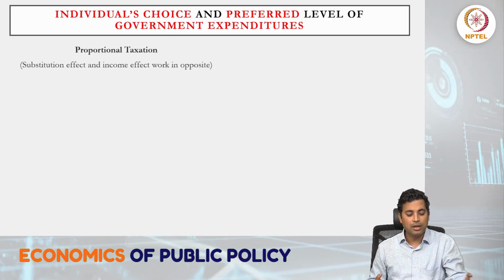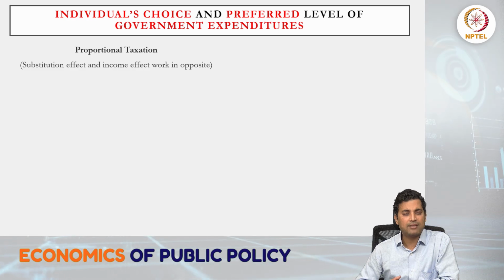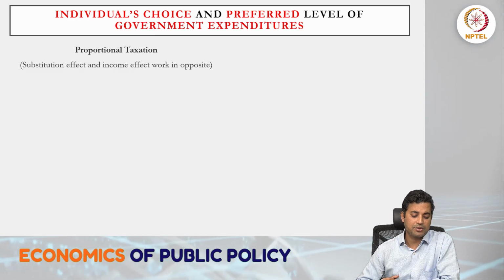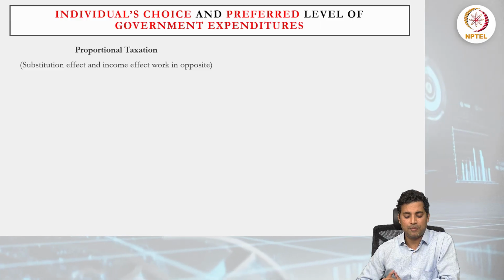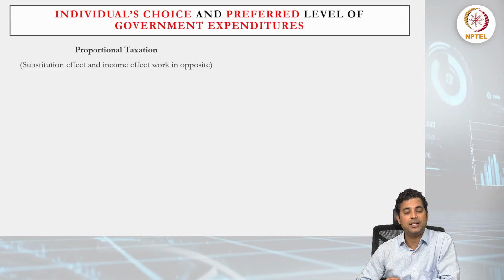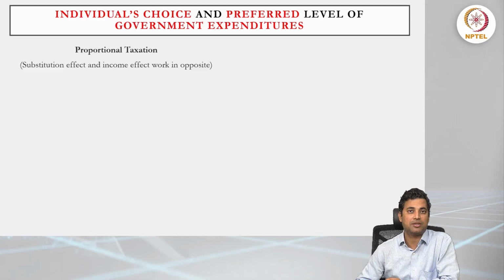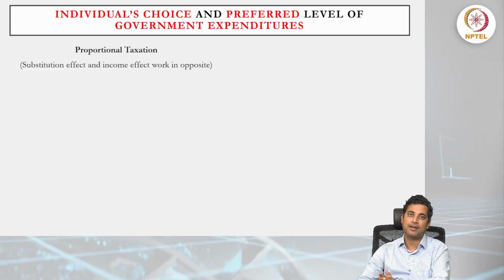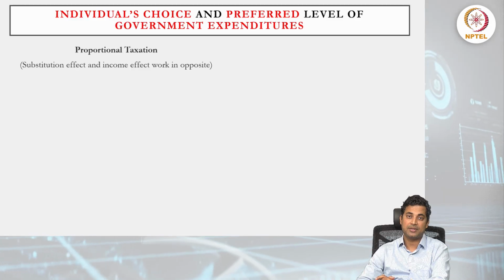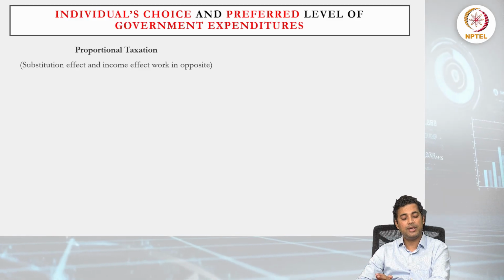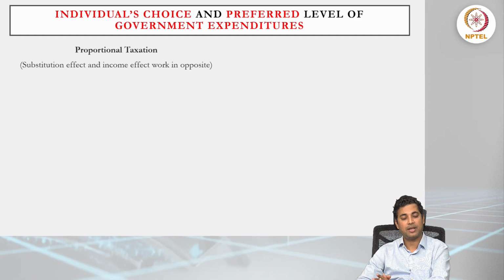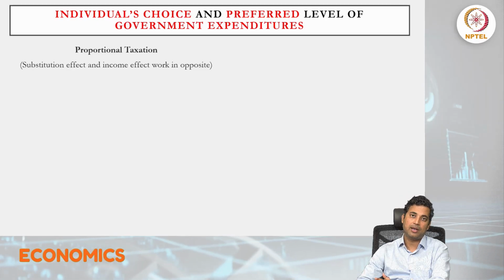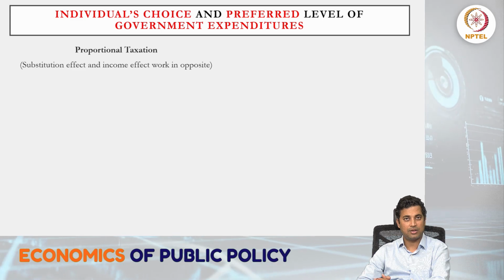So in this particular proportional taxation, there are 2 points that we would like to highlight: the substitution effect and the income effect, and here we'll see they work in the opposite direction. What are the substitution effect, income effect and price effect? We already discussed them in our consumer preference lecture, with the help of the utility concept, but then with the help of the indifference curve and the budget constraint.